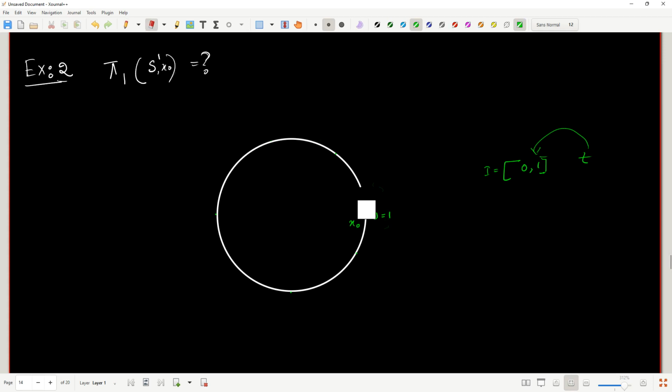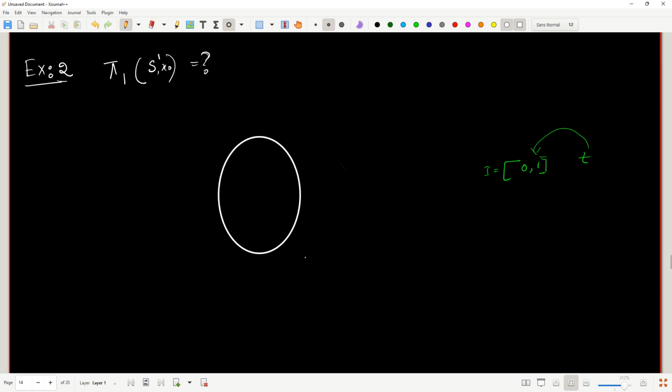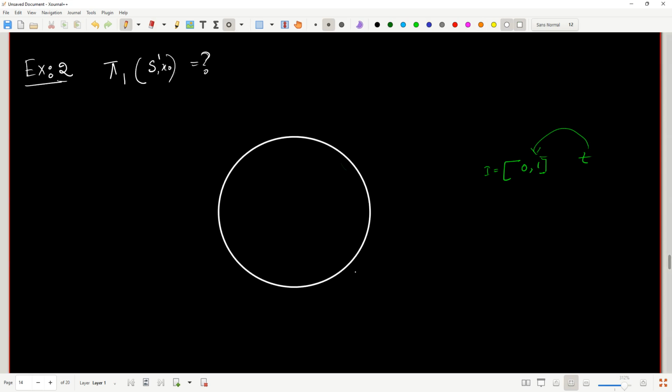Oh no, I need to remove the circle again. Okay, so let's try to draw that again. There it is. So let's say this is the base point x0, where we have a 0 and 1, the periodicity. Okay, now again we'll do this the intuitive way. We have our base point over here.